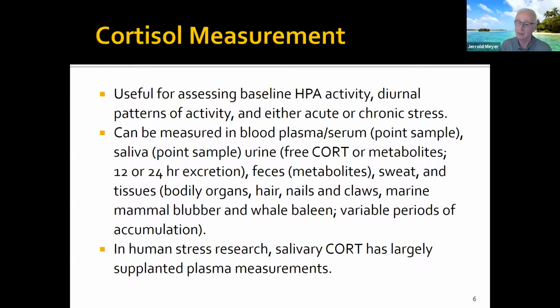We'll talk about saliva sampling, of course. But the point is, it's really, really important. It was a huge breakthrough in the early 1980s when that was discovered. Urine, cortisol is excreted free in urine or as metabolites. Again, 12 or 24-hour excretion. Feces, there are cortisol metabolites that find their way to fecal samples.